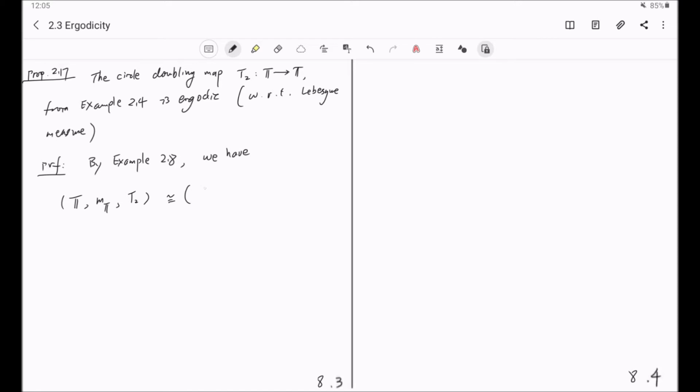It is the so-called Bernoulli shift. The space is this infinite product space, and the measure is the infinite product measure mu sub half-half, and the transformation is sigma. So sigma is the Bernoulli shift, shifting an infinite sequence to the left by 1. They're isomorphic.